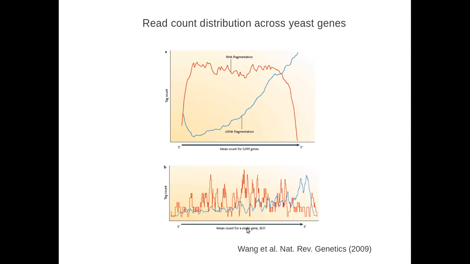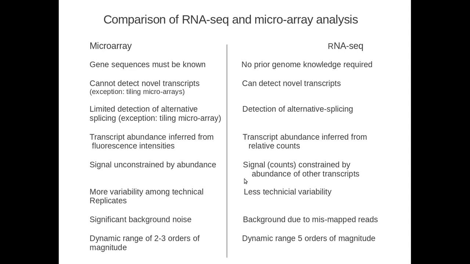This is a particular gene called SES1, and this again shows you some normal, perhaps Poisson, but likely a little bit overdispersed compared to Poisson expectations, read counts across an individual gene. Again, the red is the RNA fragmentation in the library preparation protocol, and the blue is the cDNA fragmentation. So we generally do RNA fragmentation, and you can see a roughly even distribution of read counts across this particular gene.